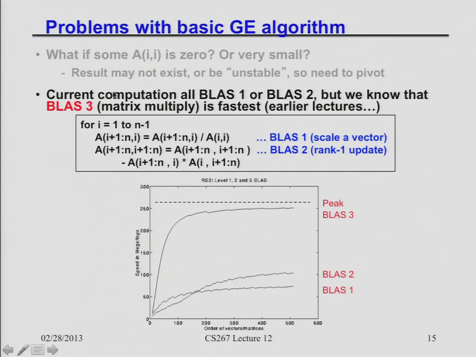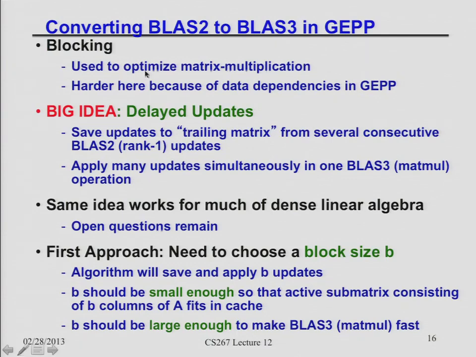So the next problem to solve is, how do I reorganize it so that I spend my time doing matrix multiply instead of rank 1 updates? And so the idea, of course, for matrix multiply is I want to somehow find blocks in the matrix so that I can multiply one block by another. And it's trickier here because, of course, I have dependencies, right? It seems like I have to finish updating with the first row and first column before I can do anything.